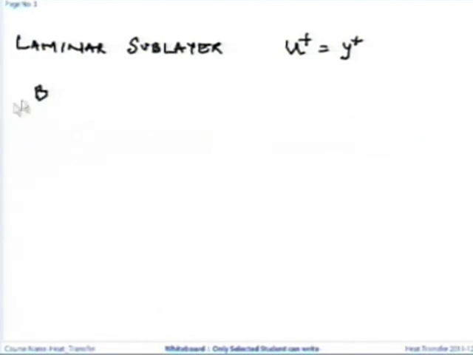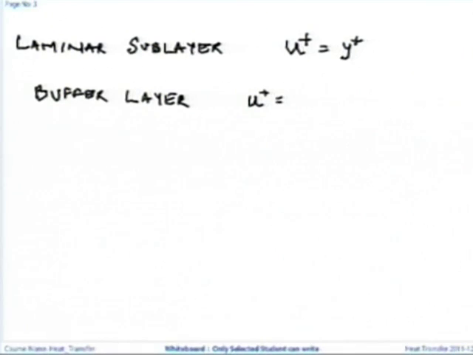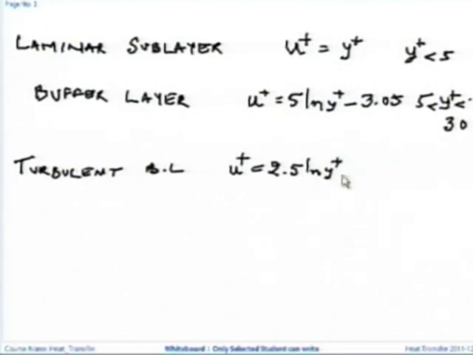In the buffer layer, I want all of you to write along with me. It takes a little time to understand. Buffer layer: u plus is equal to 5 log of y plus minus 3.05. This is for y plus greater than 5 and less than 30. This is for y plus less than 5 for the viscous sublayer. And the turbulent boundary layer is u plus equal to 2.5 log of y plus plus 5.5, for y plus greater than 30.